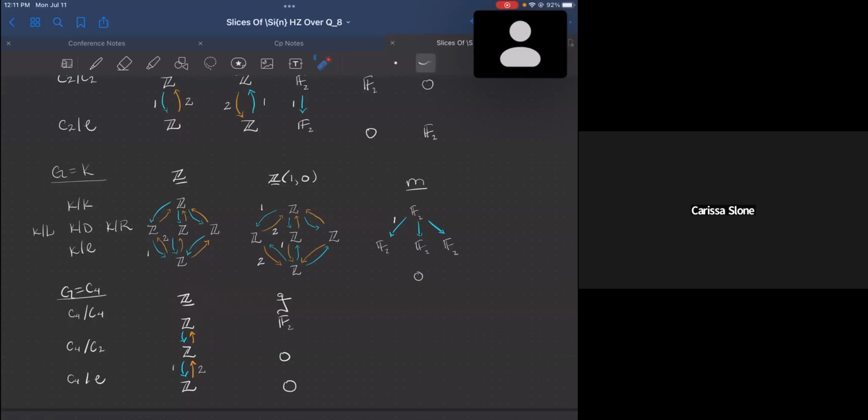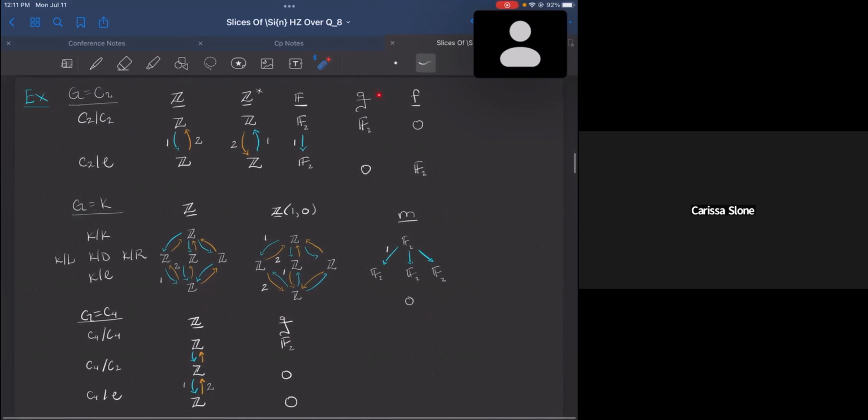Now I'm going to reuse some names for Mackey functors. For example, for C2, we have a G, but we also have a G for C4. And whenever there's a G, it will be an F2 at the top and zeros everywhere else.